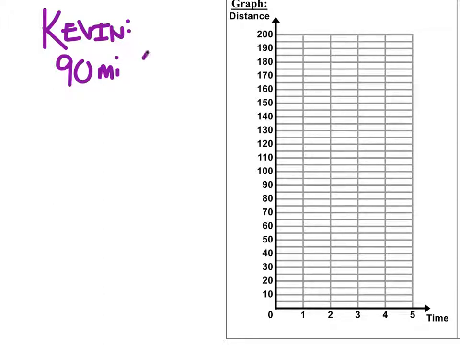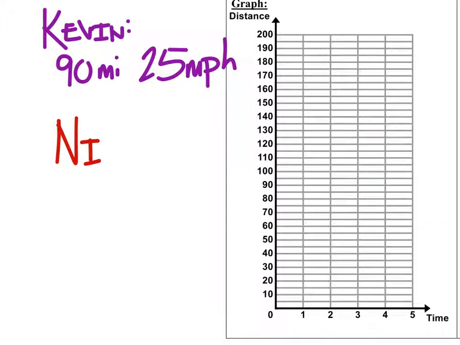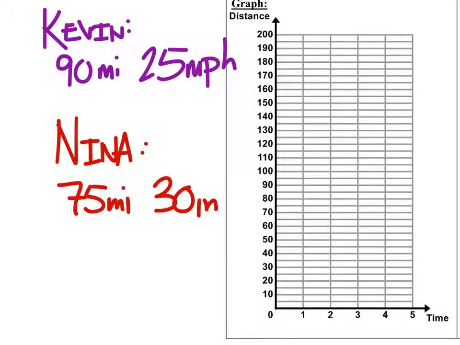All right, Kevin is going at 25 miles per hour. Now, on the other hand, we've got old Nina. She is 15 miles behind Kevin, so where is she at? 75 miles, very good. And Nina's going 30 miles per hour. This will be extremely important in making the graph.